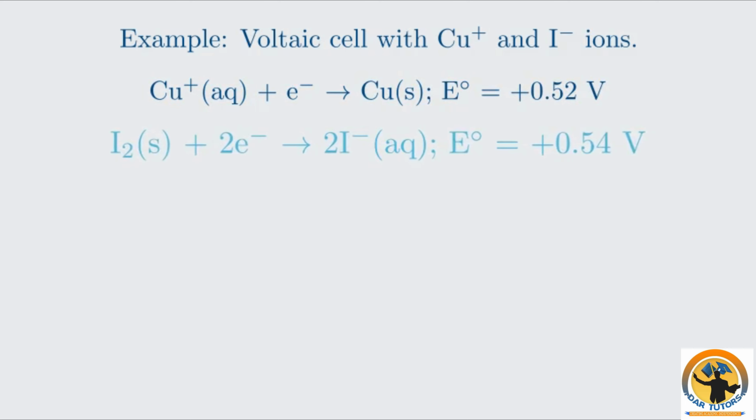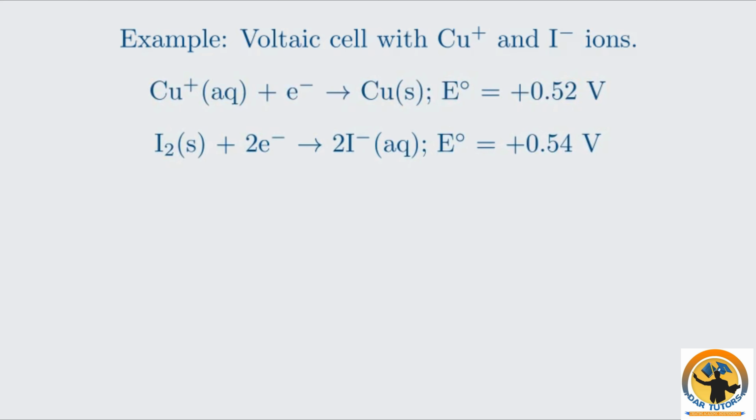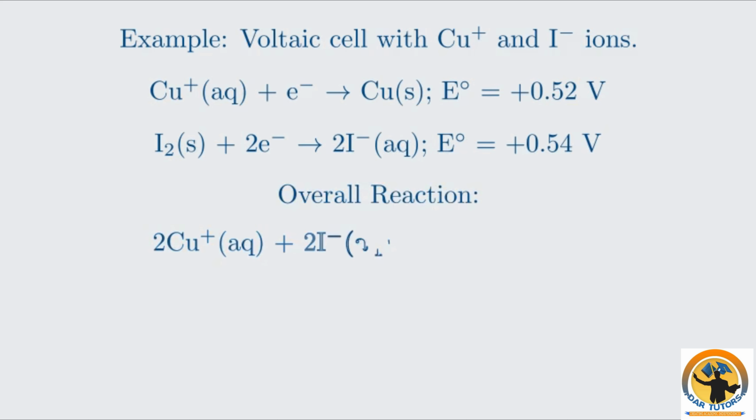Since the iodine reduction potential is more positive, it will be the cathode. The copper half reaction will reverse and act as the anode. The overall cell reaction is copper(I) plus iodide forming solid copper and solid iodine. Notice that we doubled the copper half reaction to balance the electrons. The number of electrons transferred, n, is 2.